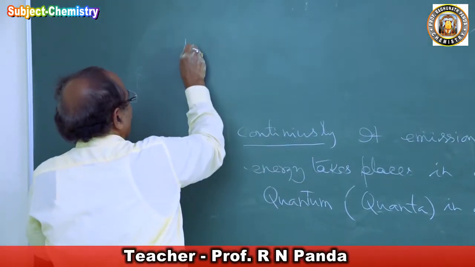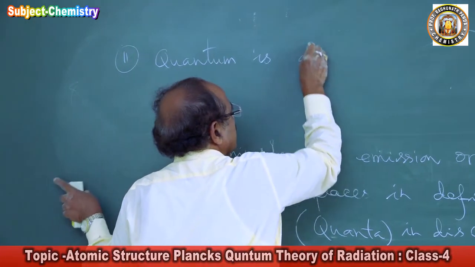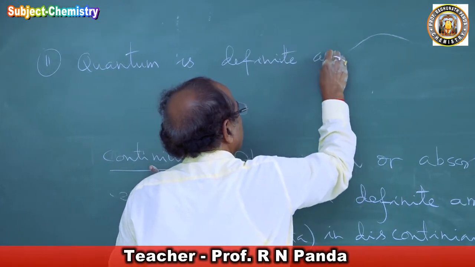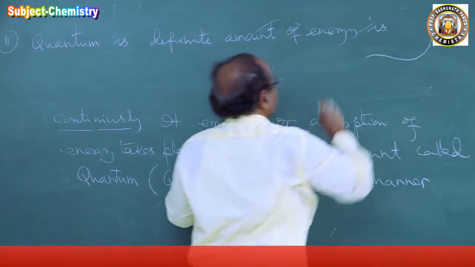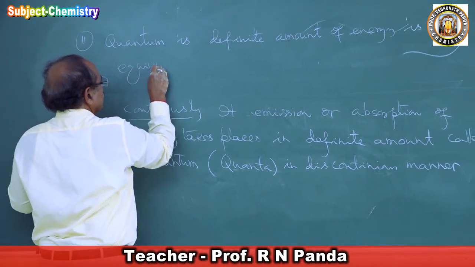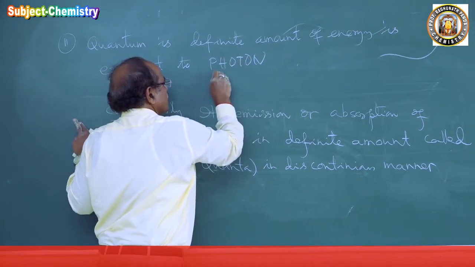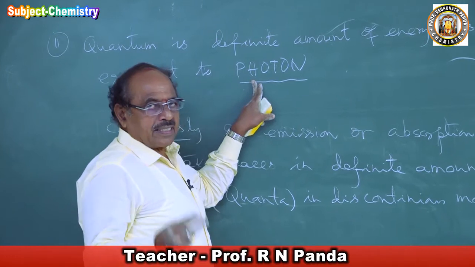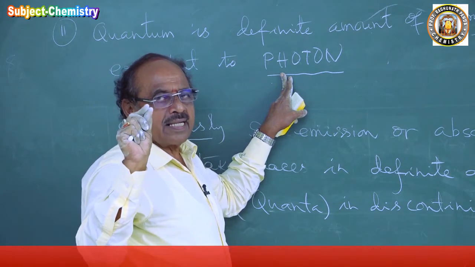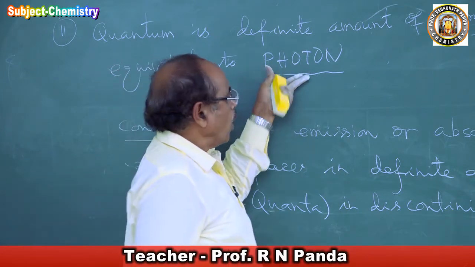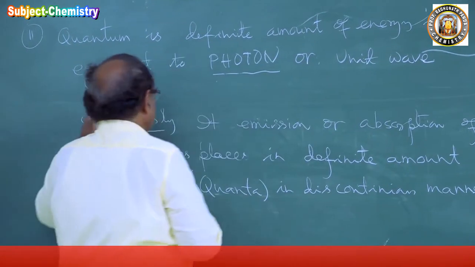The second postulate is that the quantum is a definite amount of energy equivalent to a photon, because during that time Einstein had proposed his theory, and he explained the energy transmitted from the sun by particles, and that amount of energy is called one photon of energy. So a photon, or unit wave. This quantum is nothing but a unit wave.